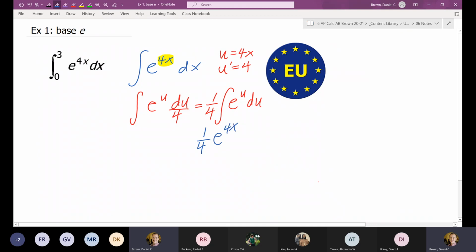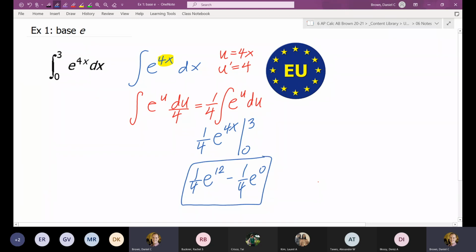If this was an indefinite one, we would put that plus c there. This one is a definite one. So before I finish this one, I would want to make sure I go back and plug in the top number minus the bottom number. Plugging in the top number, that's going to give me 1/4 e to the 12th, 4 times 3, minus 1/4 e to the 0. Could simplify that, definitely not a lot, but e to the 0th power is 1, so you could turn that to just minus 1/4 at the end of it.